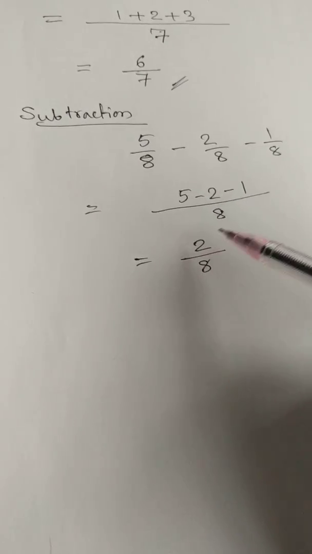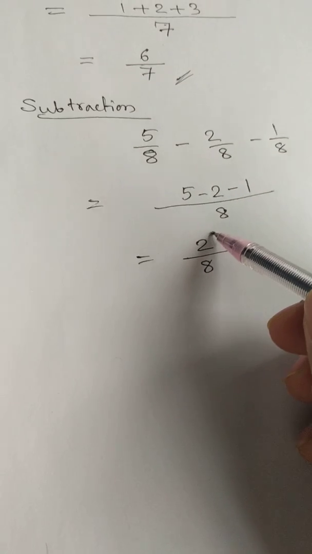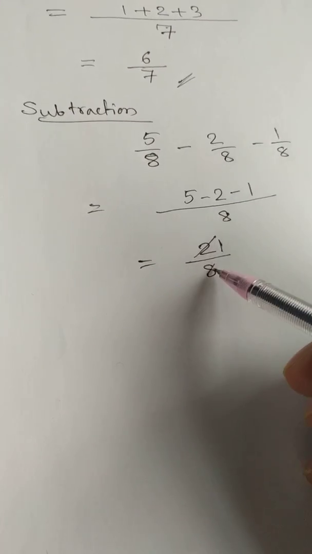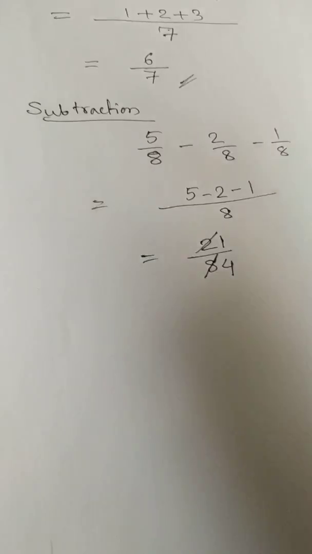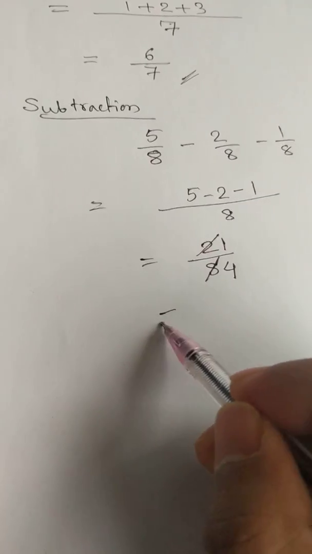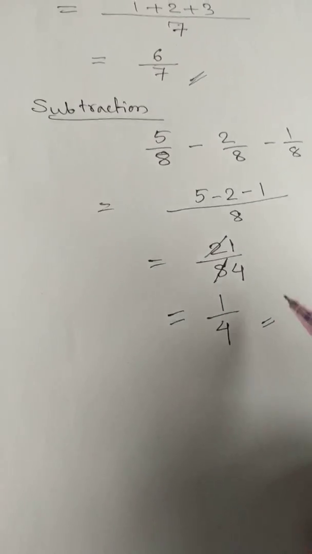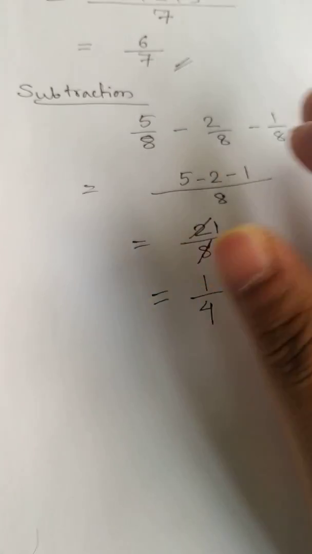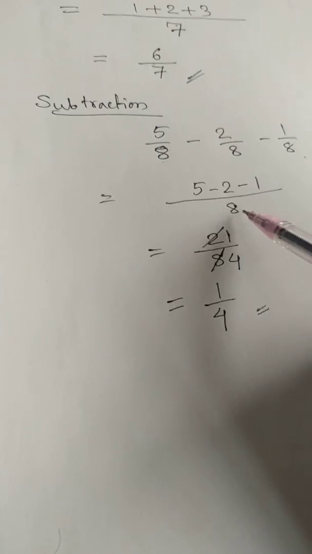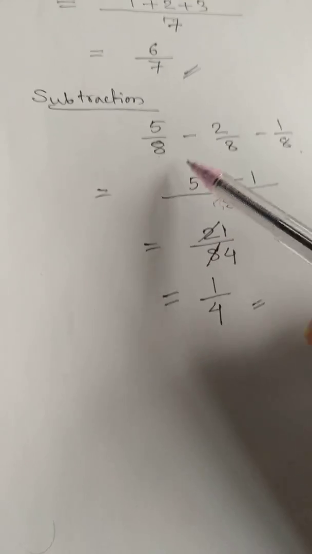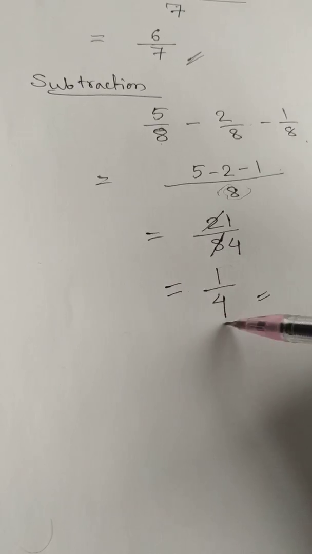I've already taught you how to reduce a fraction to its lowest term. For example, 2 1s are 2, 2 4s are 8. So if a fraction can be reduced, you always need to reduce it to its lowest term. So the answer is 1 by 4. The method is same. If the denominator is same, you put the same denominator and you just subtract the numerators. Then only you can find out the answer.